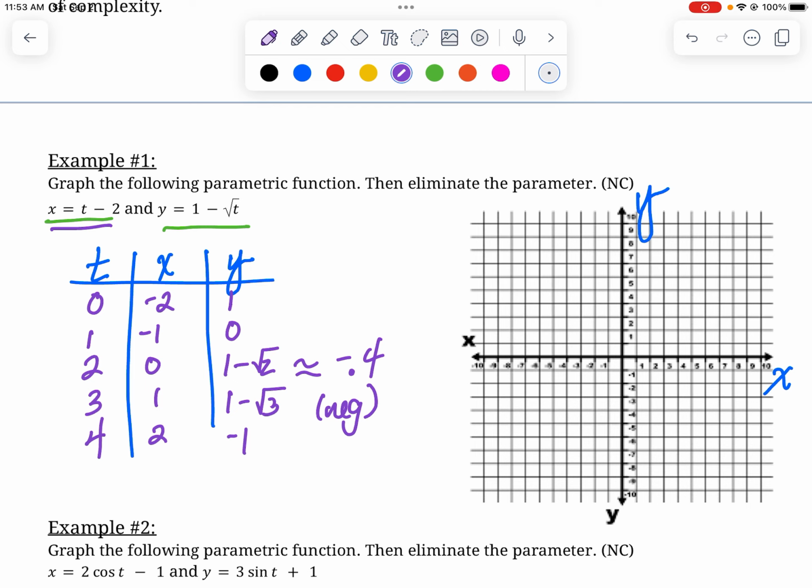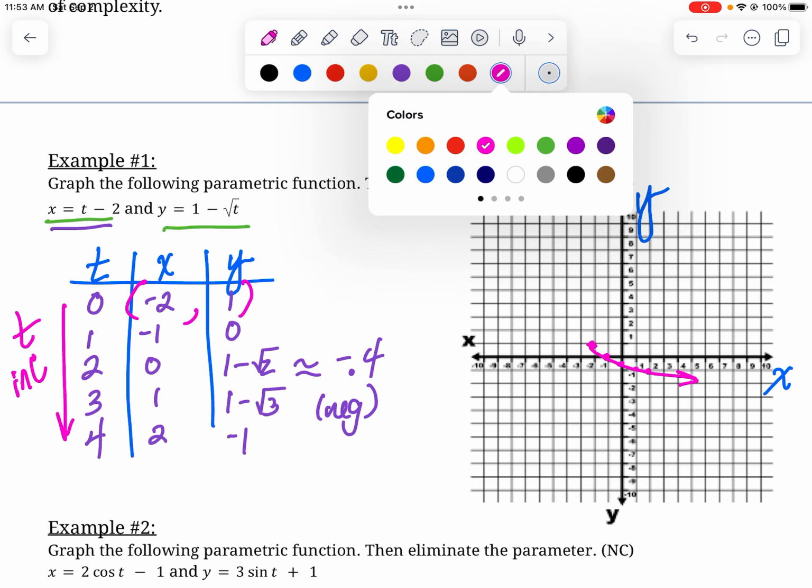So now when it comes time to actually draw the graph, remember that this is my ordered pair. So negative 2, 1, okay? I will do that. Negative 1, 0, 0, negative-ish, 1, negative-ish, 2, negative 1. Okay, so I can see that as t increases, these points are being generated in the manner that we are going like this. And it looks to me like we're probably going to keep going.